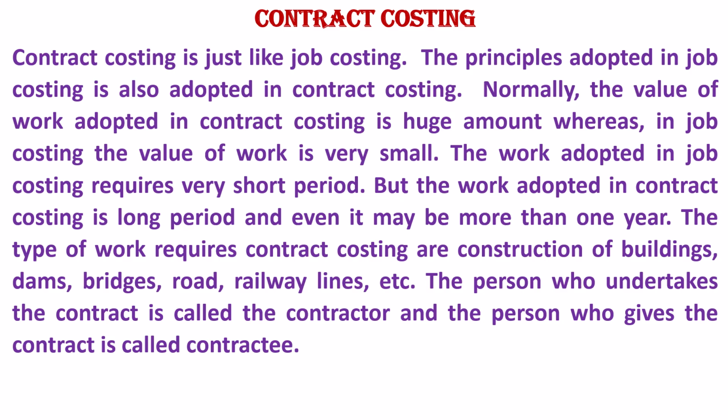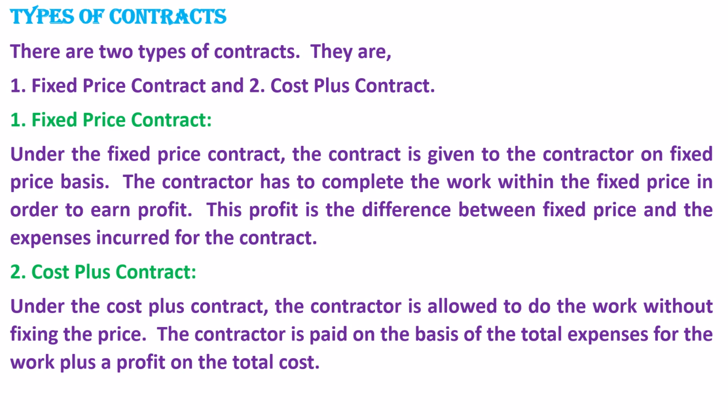The person who undertakes the contract is called the contractor, and the person who gives the contract is called the contractee. Types of contracts. There are 2 types of contracts. They are 1. Fixed price contract and 2. Cost plus contract.